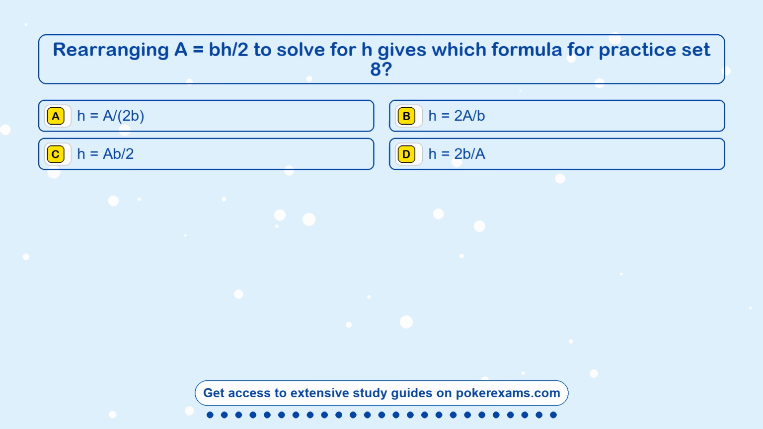Question 11. Rearranging A equals BH/2 to solve for H gives which formula for practice set 8? Option A, H equals A/2B. Option B, H equals 2A/B. Option C, H equals AB/2. Option D, H equals 2B/A.